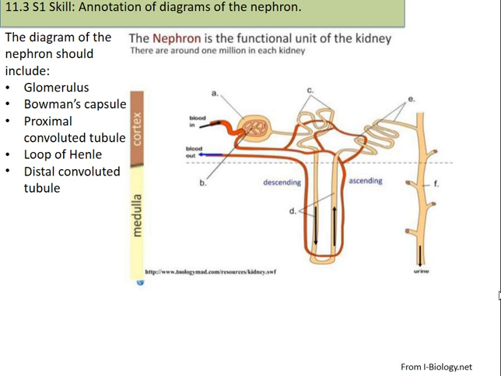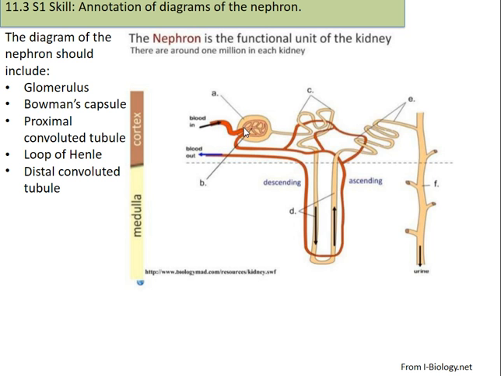So let's look at some of the key parts that we've got to remember. You'll be familiar with this area over here. You've got the efferent arteriole coming into the glomerulus. So this is the glomerulus right in here. It's like a tight knot, high pressure capillary beds, and it's the site of blood filtration.